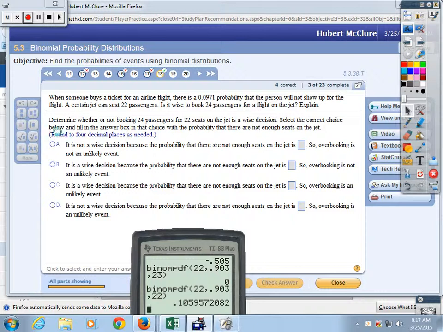Alright, it says determine whether or not booking 24 passengers for 22 seats on the jet is a wise decision. Select the correct choice below and fill in the answer box of choice.